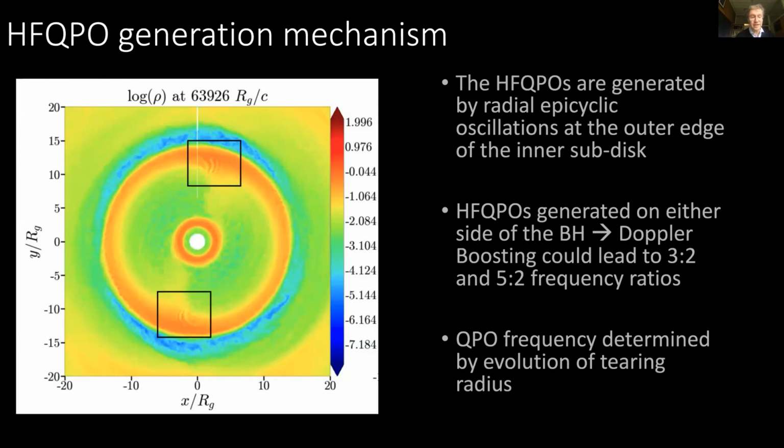So thanks for a very nice talk and nice analysis of this part of the data. At that tearing radius, can you just give me a brief idea of what the magnetic field structure is? Is it dominantly poloidal, dominantly toroidal? Is it a strong field or a weak field?